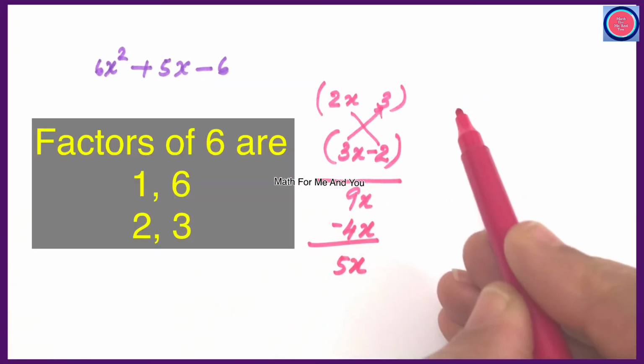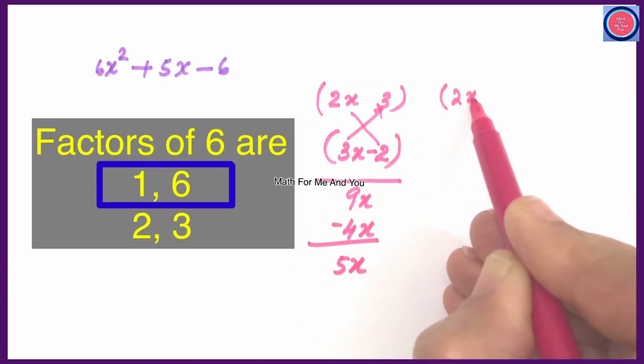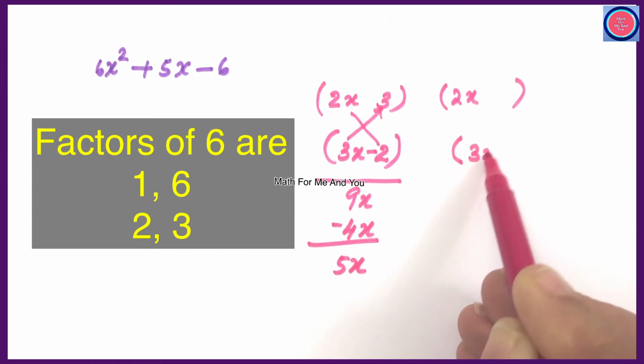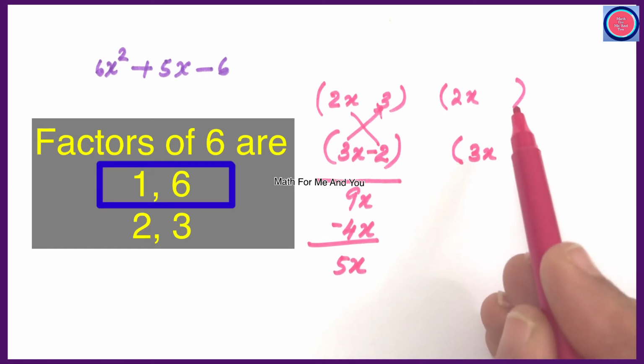And if anybody wants to try with 1 and 6, what result do they get? 2x and we will put a number there, 3x and we put another number.